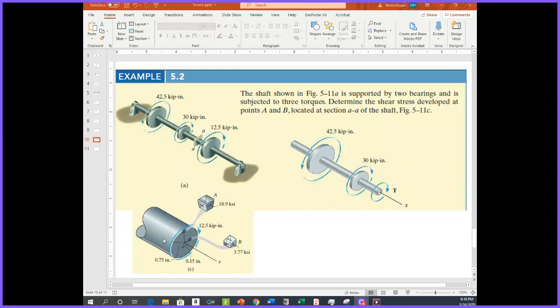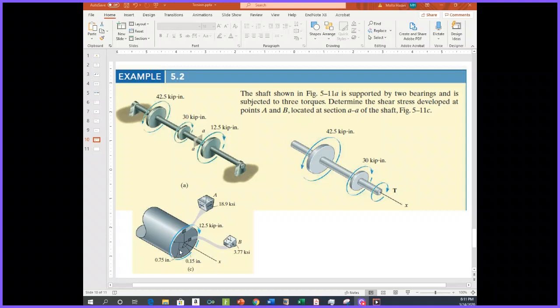So in this figure C, as you see, section A is zoomed here, and there are two points. One is here, this is A, and this is B. So we have to determine the shear stress developed at points A and B. Now remember this, the stresses will not be the same at point A and point B because they are not located equally from the center. If this is my center, point A is located on the outer surface of this section, and point B is located somewhere in the middle.